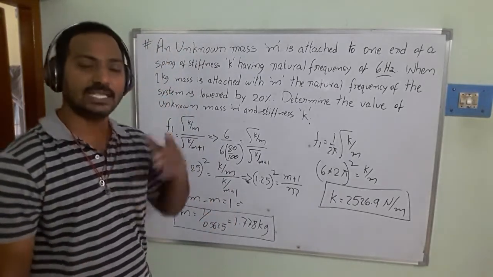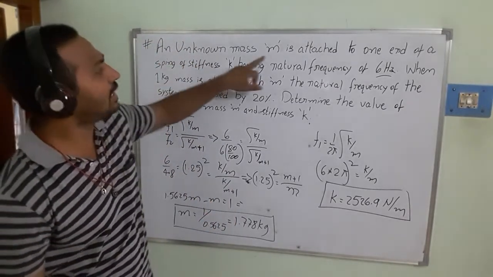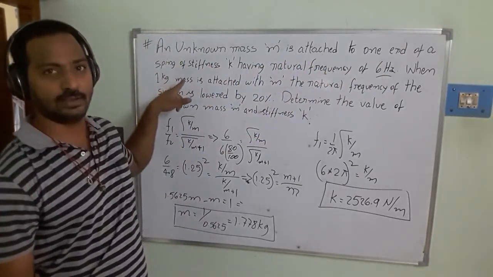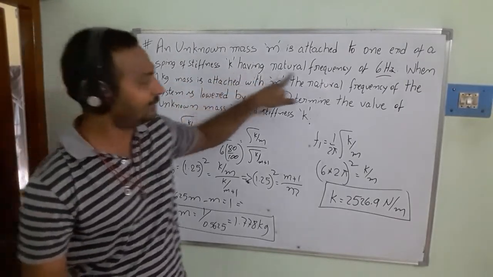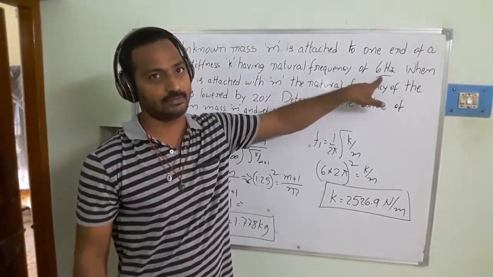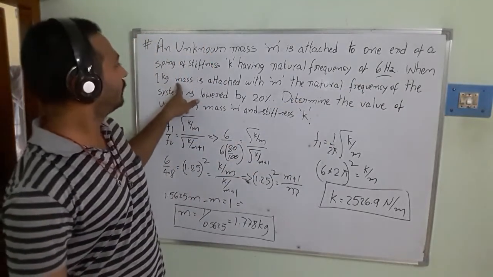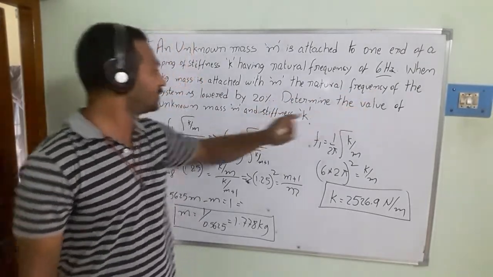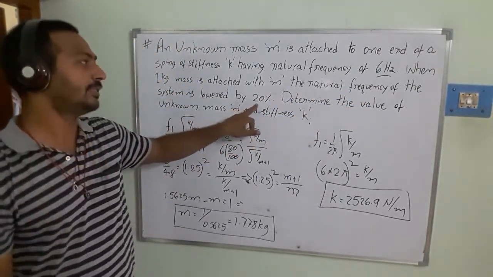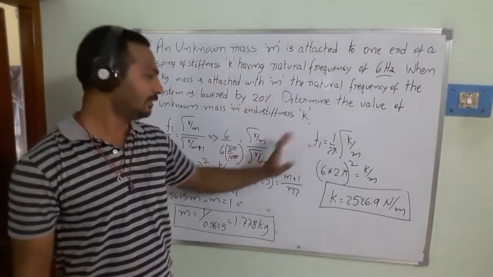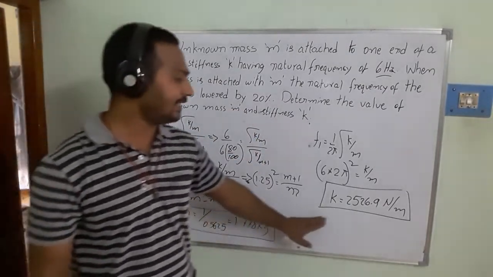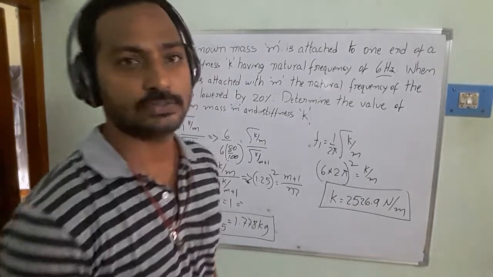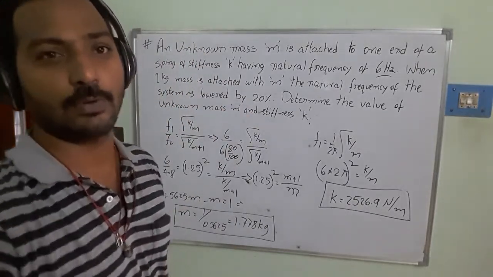So once again, we can see here the summary of this problem. The unknown mass m is connected to the spring with stiffness k, and it maintains 6 Hz. When a mass of 1 kg is attached to the system, the natural frequency is 20% less than the original one. Then finally we need to calculate the mass and the k value. That's going to be mass equal to 1.778 kg, and stiffness of the system is going to be 2526.9 Newton per meter. I hope you understand how to do this problem. Thank you.